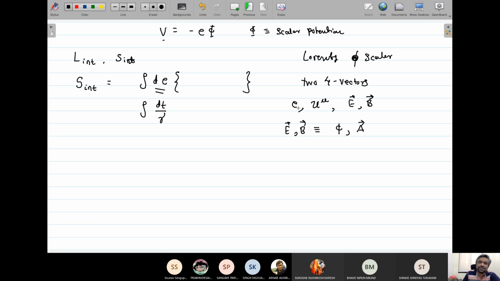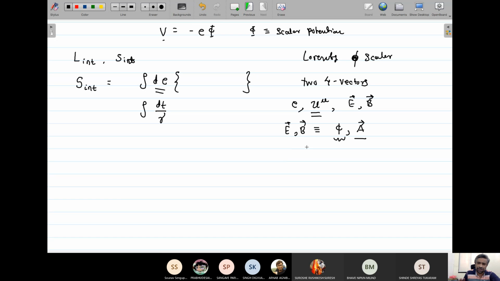Obviously, the charge is conserved. You go from one frame to another, the charge is conserved. So the charge is really a Lorentz scalar. Conservation of charge holds in relativity also. So I have the 4 vector u mu, and I have the scalar potential phi and vector potential A, or I have the electric field and magnetic field.